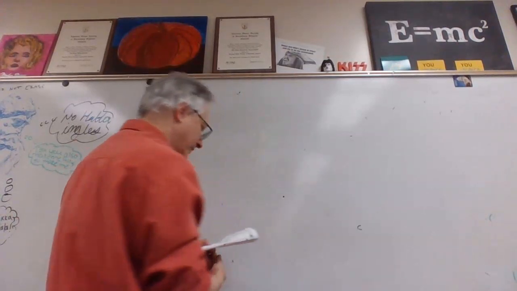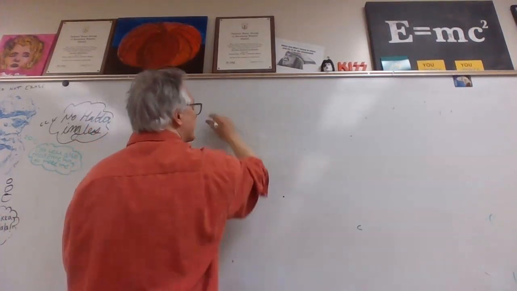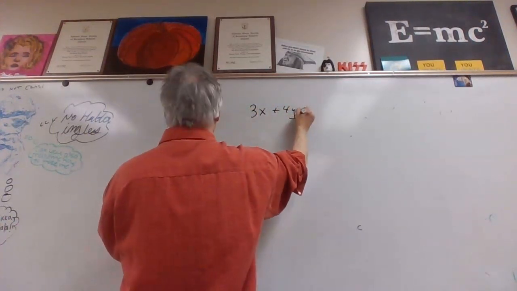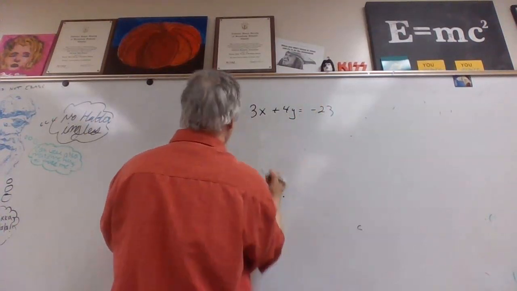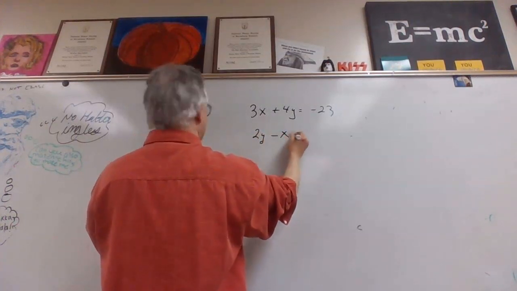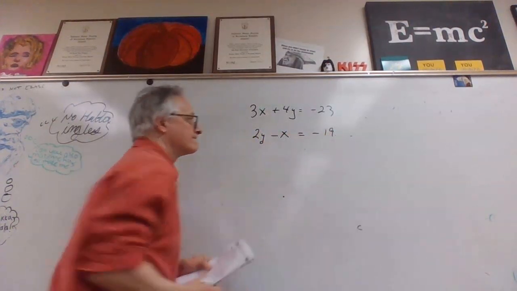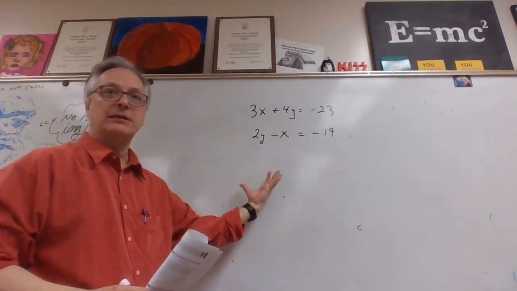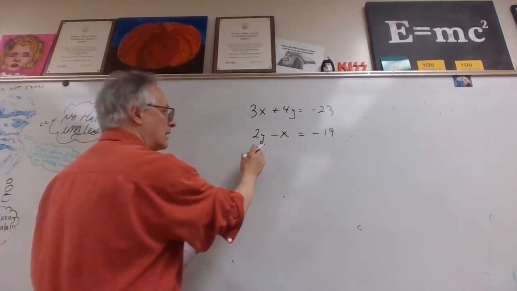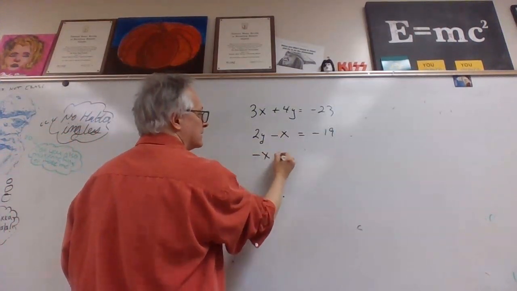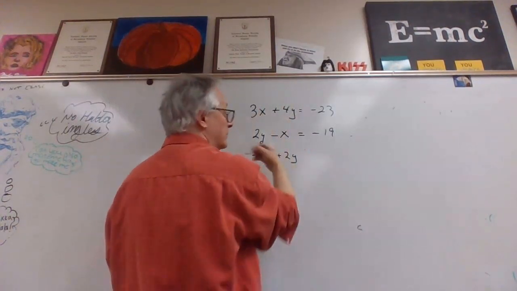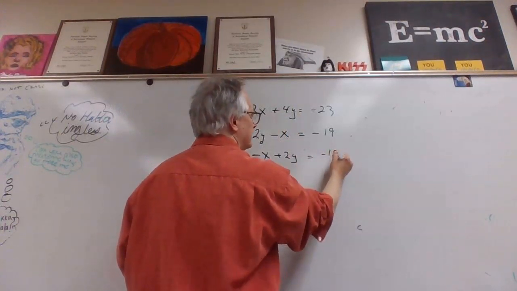Hang on one second. May have gone a little quickly. You have two equations, and you want to get the solution. So I get 3x plus 4y. That's equal to negative 23. The other equation is 2y minus x is equal to negative 19. Now, I like to keep things lined up. We'll do it two different ways. I'm going to rewrite this as negative x plus 2y. That makes your y's lined up in your x's. Is equal to negative 19. So let's erase that.